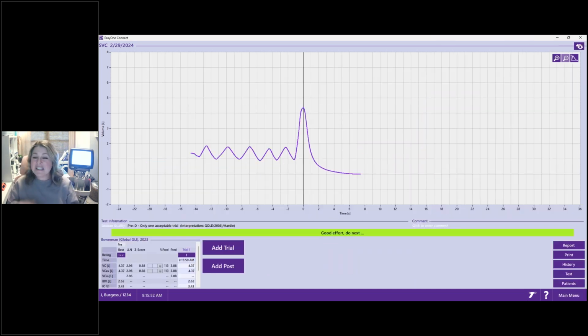All right, you'll see that the test did end automatically once I got to that point of expiratory plateau where no more air was coming out of my lungs. You'll see that the coaching bar is now telling me that that was a good effort and to repeat the trial. Just like with spirometry, SVC, the rules are the same. We need to have a minimum of 3 acceptable and reproducible trials before the session will end for us.